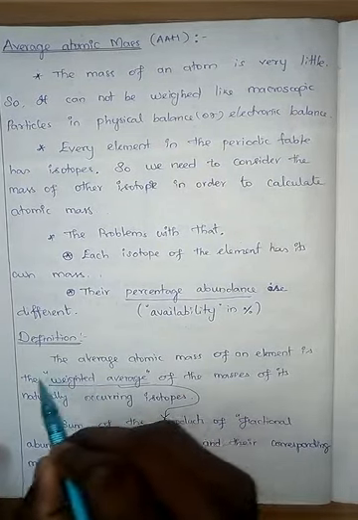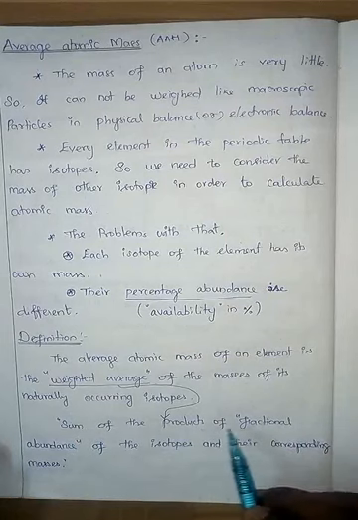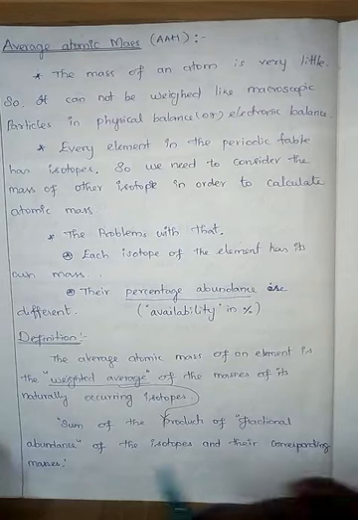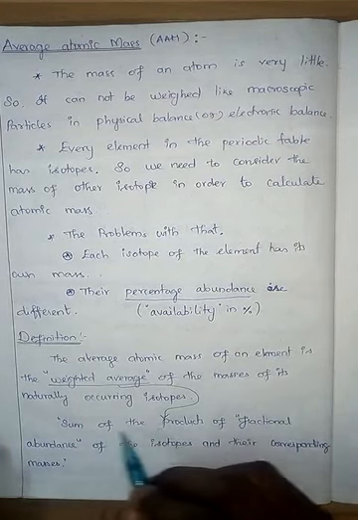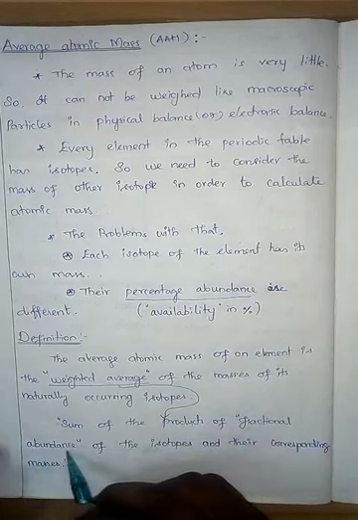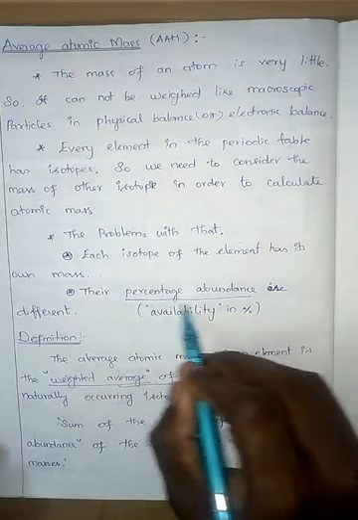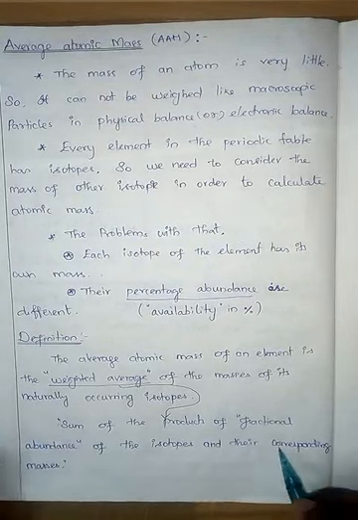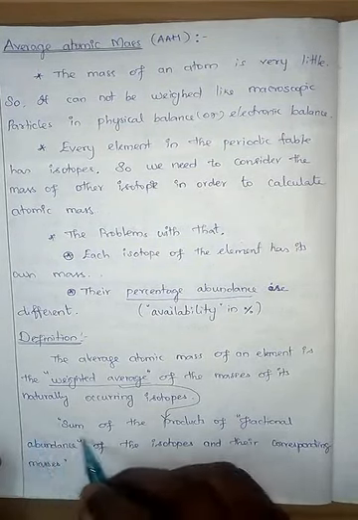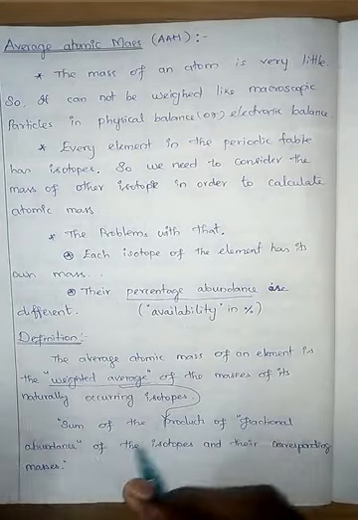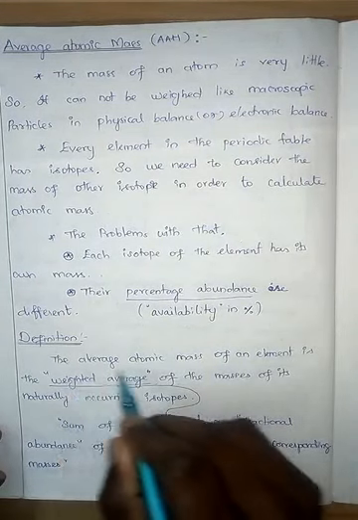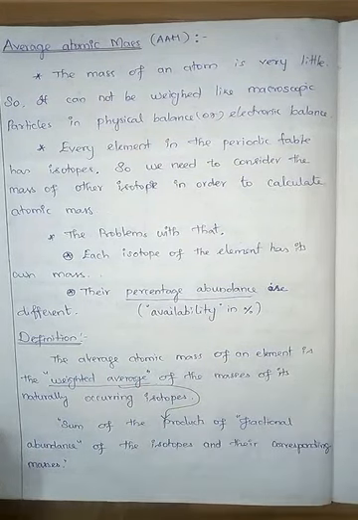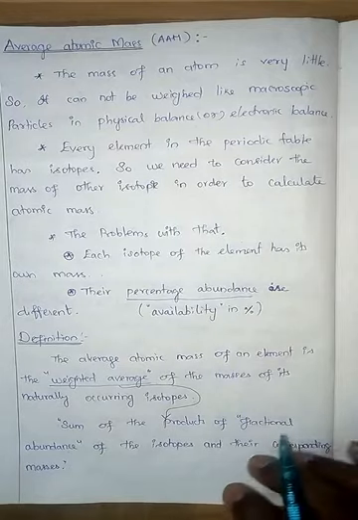What is meant by the weighted average? It is the sum of the products of fractional abundance of the isotopes and their corresponding masses. So far we know what is called percentage abundance. Now if you multiply the masses and the fractional abundance, after that we add them, so that we will get the weighted average. This weighted average is called average atomic mass. So let us go to the sum.